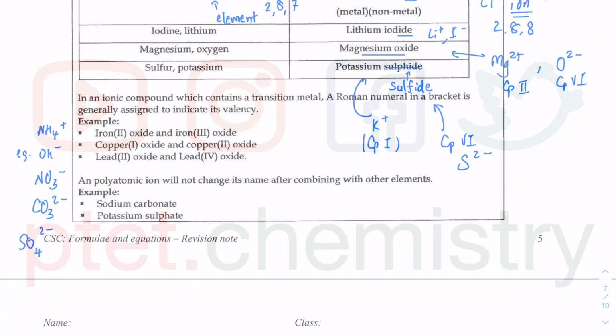Okay, so things like sodium carbonate. So what do I have? I will have Na+. I will have CO3 2-. Potassium sulfate, I will have K+. I will have SO4 2-.